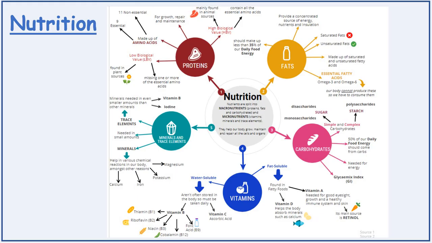So nutrients are split into macronutrients, which are proteins, fats and carbohydrates, and micronutrients, which are vitamins, minerals and trace elements. And they help our body grow, maintain and repair all the cells and organs. So next bit is fats should make up less than 35% of our daily food intake. They provide a concentrated source of energy and insulation. Unsaturated fats are better for you than saturated fats. Essential fatty acids are omega-3 and omega-6, but we can't produce them, so we have to consume them.